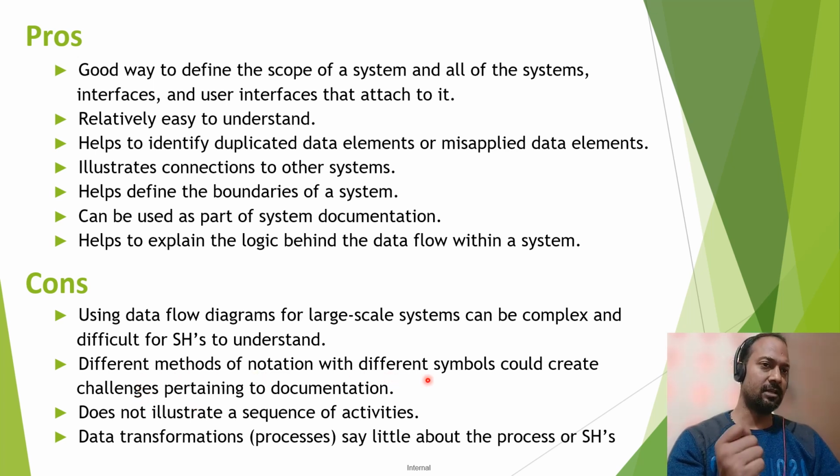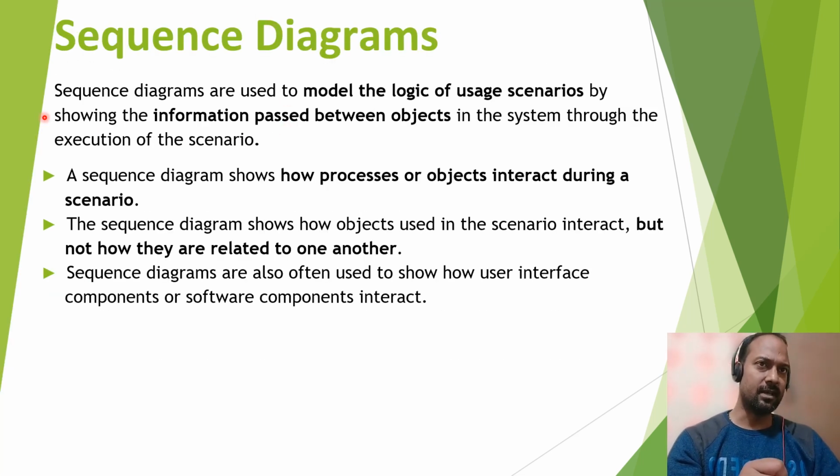Different methods of notation with different symbols could create challenges pertaining to documentation. It could happen that data flow diagrams in different organizations use different sets of symbols and notations, right? That is not standardized, I would say, which definitely creates confusion. Using data flow diagrams for large scale systems can be complex and difficult for stakeholders to understand. So these are the weaknesses. Let's move to the sequence diagrams.